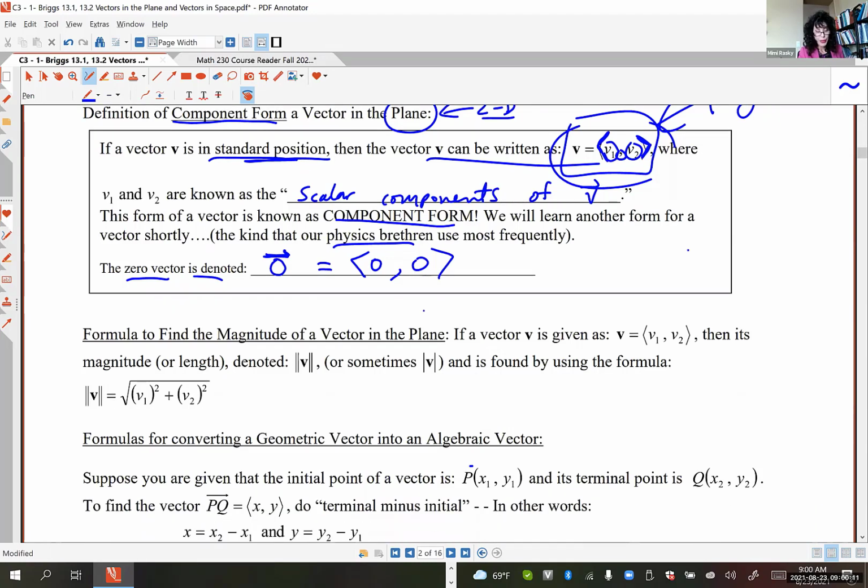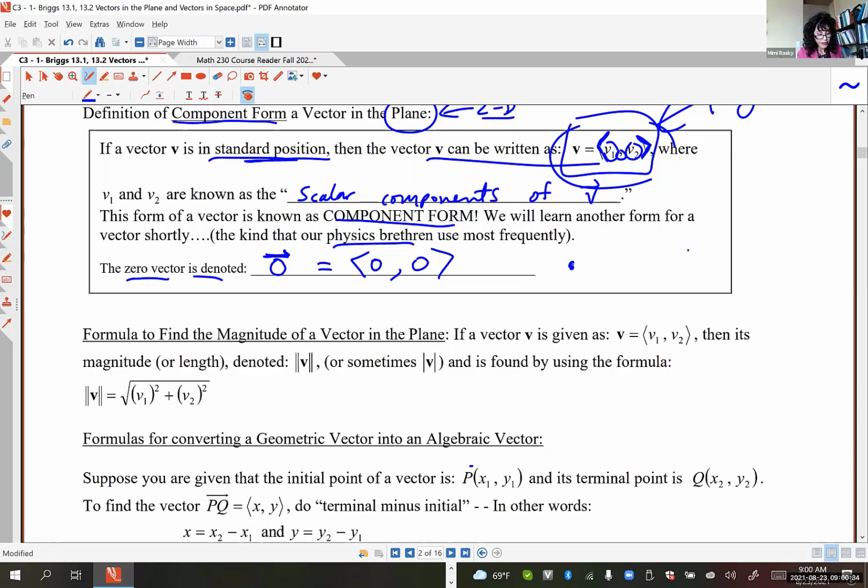Now, what do you think is the magnitude of the zero vector? And what would it even look like? It'll look like just a dot. So the zero vector, if you draw a picture of it, doesn't look like a directed line segment, because it has zero magnitude. It's zero length. So I know it kind of looks funny. A zero vector just looks like a dot.